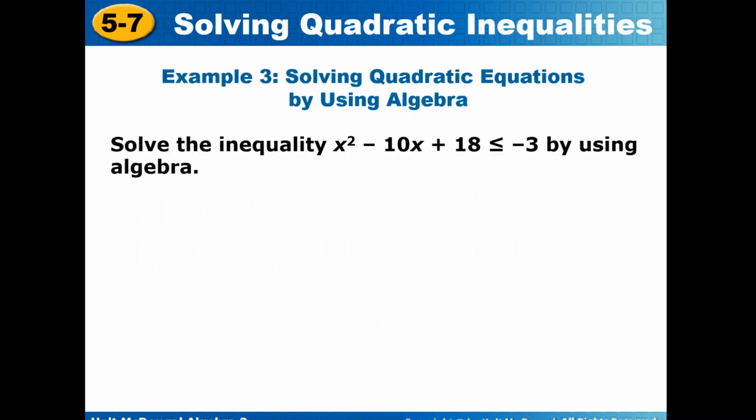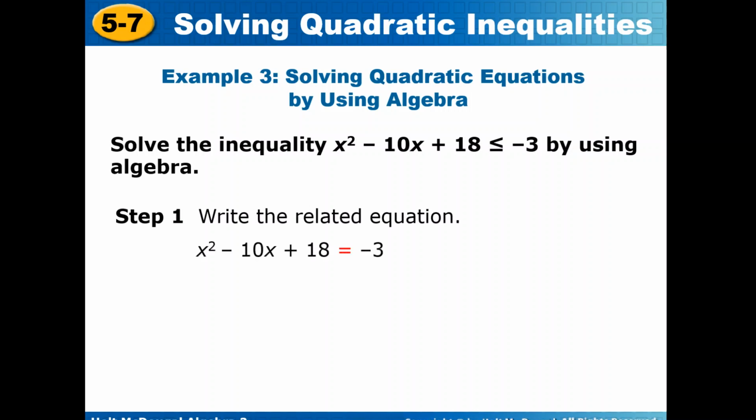All right, in this example, we're going to solve the quadratic inequality by using algebra. So first thing we're going to do is go ahead and set it equal to -3 instead of less than or equal to -3. We're just going to set this to equal here. All right, and then the next thing I want to do is go ahead and actually set it equal to 0. So I'm going to add 3 to both sides. So that's going to leave me with x squared minus 10x plus 21 is equal to 0.